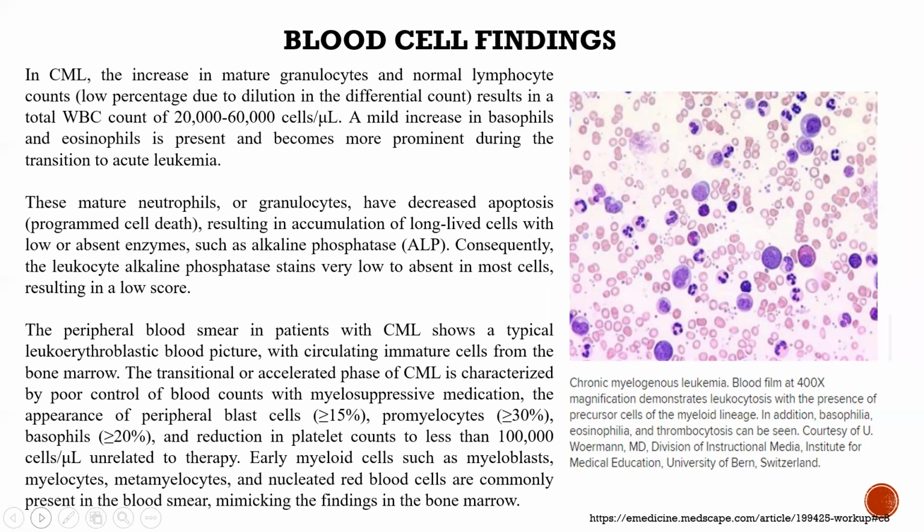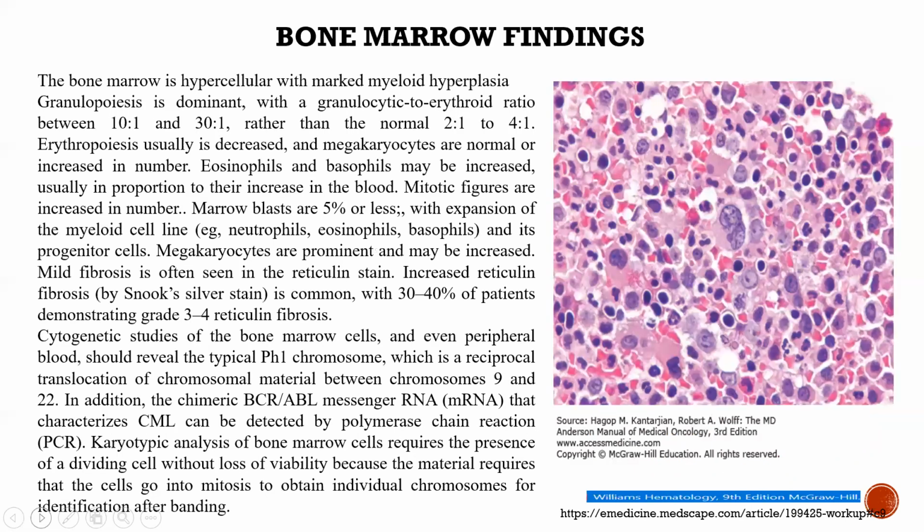The transitional or accelerated phase of chronic myelogenous leukemia is characterized by poor control of the blood counts with myelosuppressive medication, the appearance of peripheral blood promyelocytes and basophils, and reduction in platelet count to less than 100,000 cells per nanoliter unrelated to therapy. Early myeloid cells such as myeloblasts, myelocytes, metamyelocytes, and nucleated red blood cells are commonly present in the blood smear, mimicking the findings in the bone marrow.